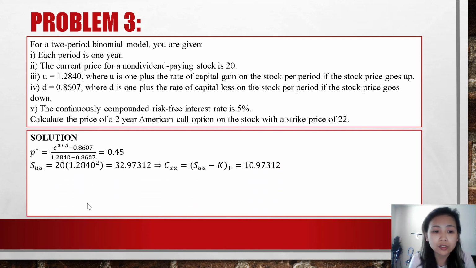We have Suu. Suu is the price of the stock after 2 years in case the stock goes up during both years. So it should be 20 times 1.2840 squared, and we got 32.97312. When the stock price is 32.97312, the payoff should be 32.97312 subtract the strike of 22, taking the positive value, so it should be 10.97312. Remember, for a call option it should be S minus K in the parentheses, but for a put option it should be the reverse.